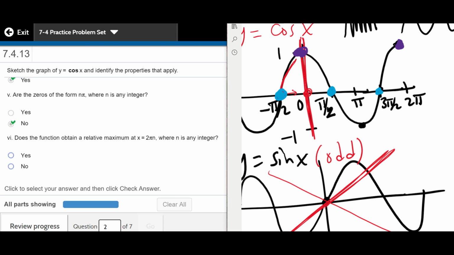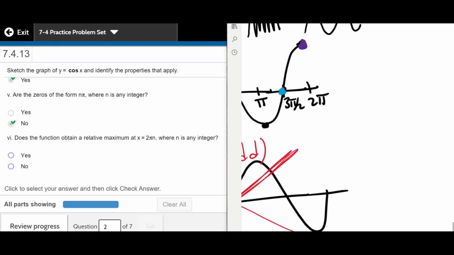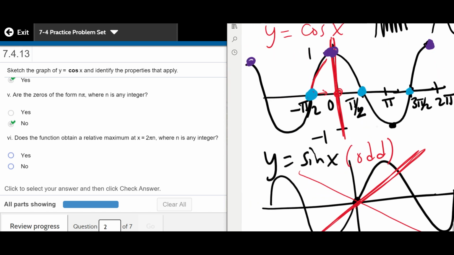All right, so let's look at the maximum in the middle, or in the right. Does it have a maximum at x equals 2 pi n? Okay, so 2 pi n. So what if n is equal to 0? Well, if n is equal to 0, 2 pi times 0 is going to be 0. So does it have a maximum at x equals 0? And the answer is yes, it does have a maximum at x equals 0. So that checks out so far.